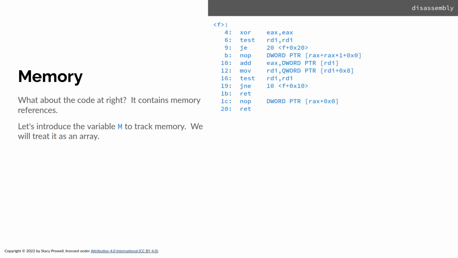Well, what if we make it more complicated? What if there's memory involved? Well, there was stack involved in the last one, but it was static. But what if there's memory involved that might change? So over here you can see we have memory references going on. Well, in that case, we might just introduce the variable M to keep track of memory and subscript it like we do other things. And we can treat it as an array, and it can make sense to do that.